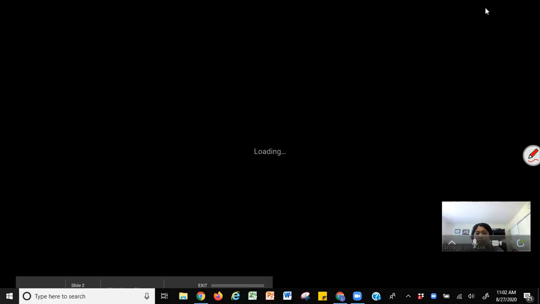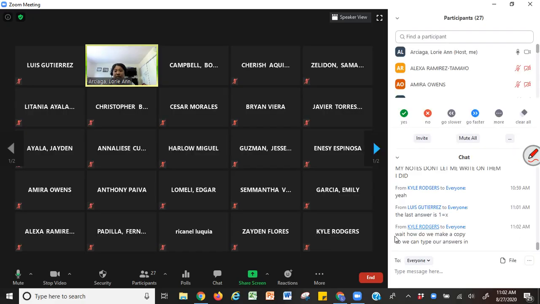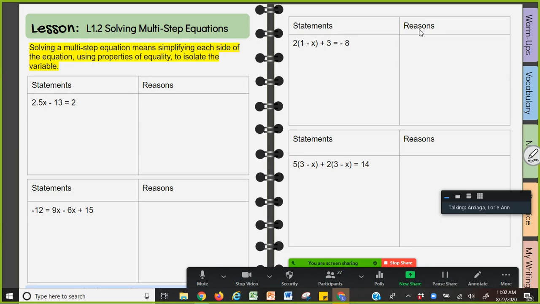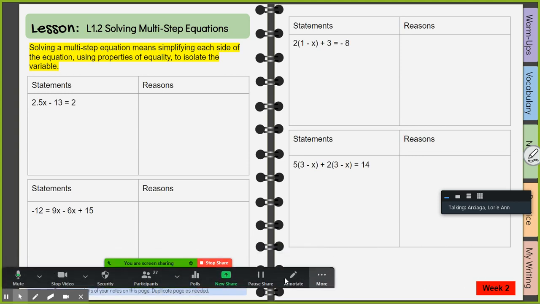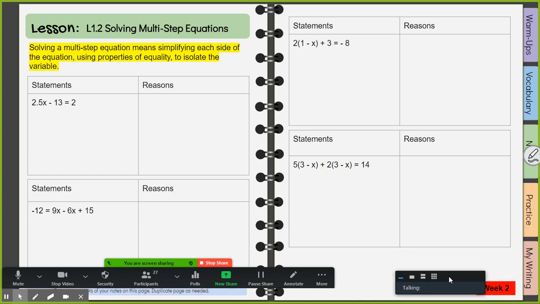Okay, so my notebook is not loading. Here we go. It works now. I'm going to share this again with you so Luis can help me. Luis, do you see the problem that we're going to do now? I just want to know if I shared the right thing. Do you see it? Yes. Okay, did I share the screen back? Okay, cool. All right, go ahead, sir. Ready when you are.